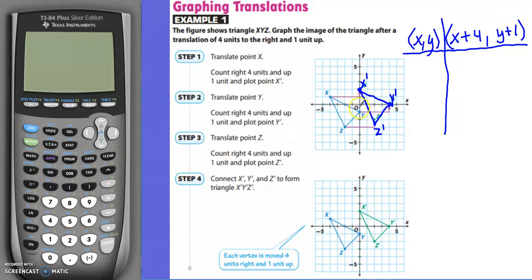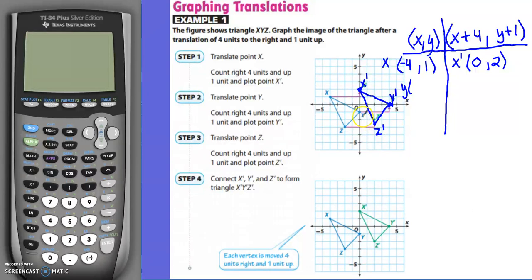So let's take a look at the original ordered pair for x. So x was 1, 2, 3, 4. It was negative 4 and it was up 1. So this is x. Now we're going to do x prime. So if we go up 4, negative 4 plus 4 is 0. And 1 plus 1 is 2. Is x prime at 0, 2? Yes.